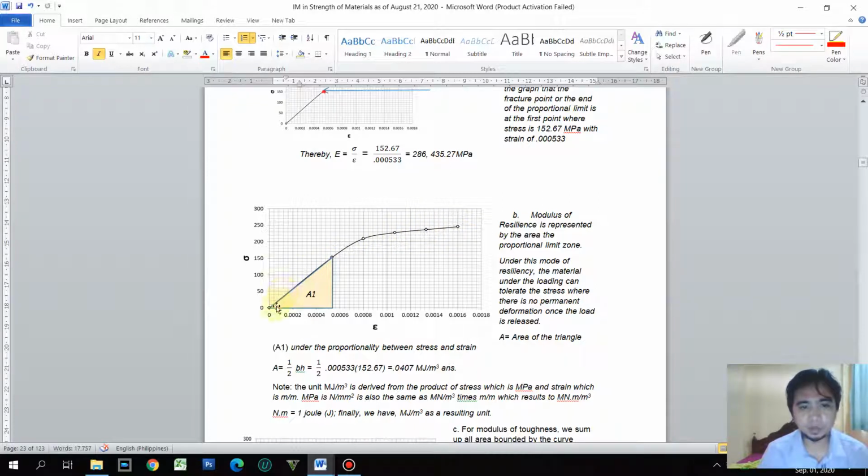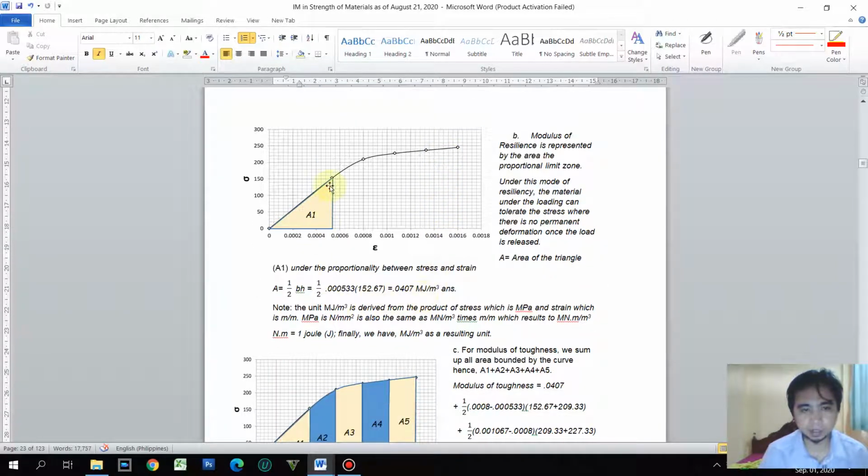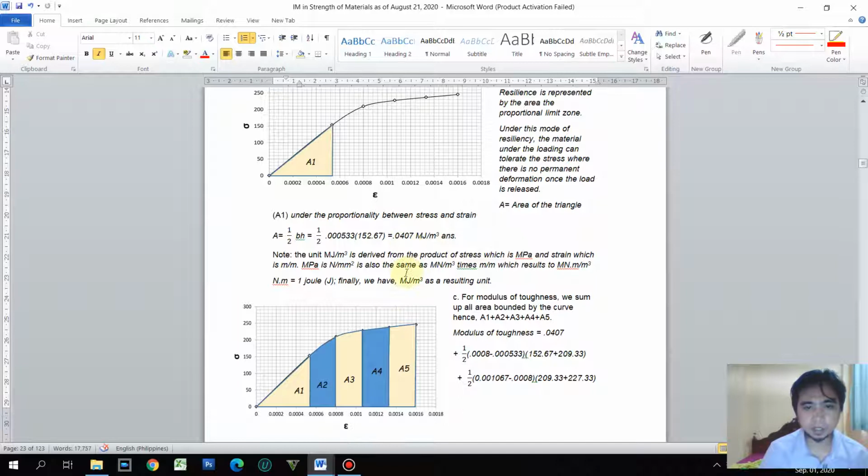Okay, so as for letter B, what is the modulus of resilience? It is obvious in the figure na yung modulus of resilience is just simply the area bounded by the straight line or within the proportional limit. Yung nasa ilalim ng proportional limit, that is our modulus of resilience. So madali lang yan, we'll just have to get the area, 1/2 base times height. The base here is of course, that is strain, with the corresponding height of the stress, 152.67. We have an answer of 0.0407 megajoule per cubic meter.